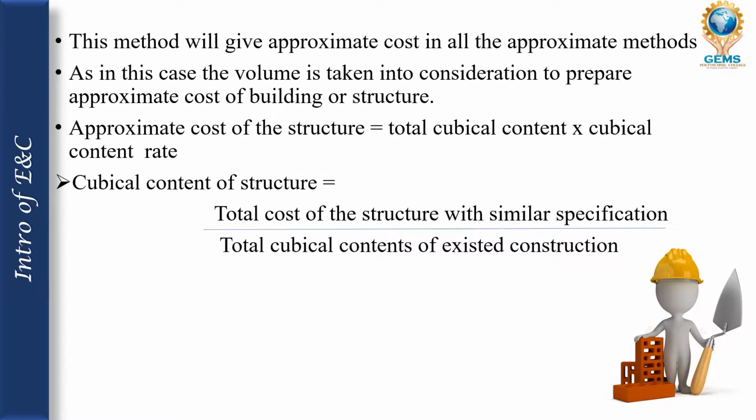So the cubical content rate of the structure can be analyzed by using the total cost of the structure divided by the total cubical contents. In this method of preparing an approximate estimate, we get the rate by dividing the total cost of the structure by the total cubical contents.